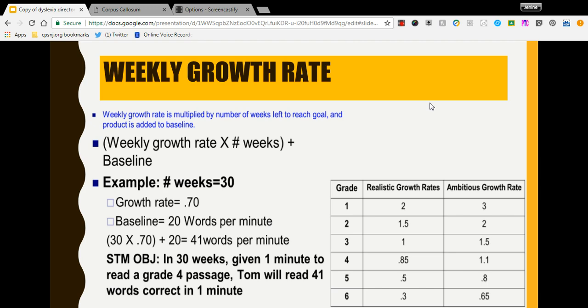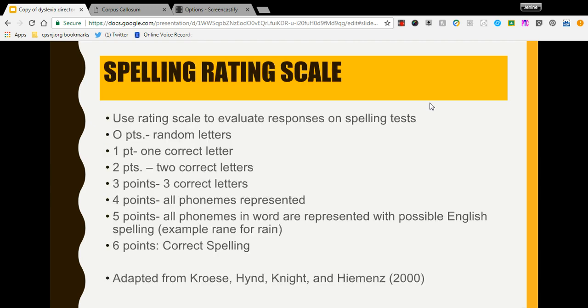Okay, so here's weekly growth rate. For some different areas, we can figure out how much progress is expected per week. So if a child is, say, reading 20 words per minute, and the weekly growth rate is 0.7 per week, we would do some math to figure out how many words per minute they would increase over a period of time. So one of those objectives could be in 30 weeks. So we figured out in 30 weeks, based on the growth rate, adding it to 20 would be 41 words per minute. So in 30 weeks, given 1 minute to read a grade 4 passage, Tom will read 41 words correctly in 1 minute. So there's all sorts of norms out there to determine the weekly growth rate.